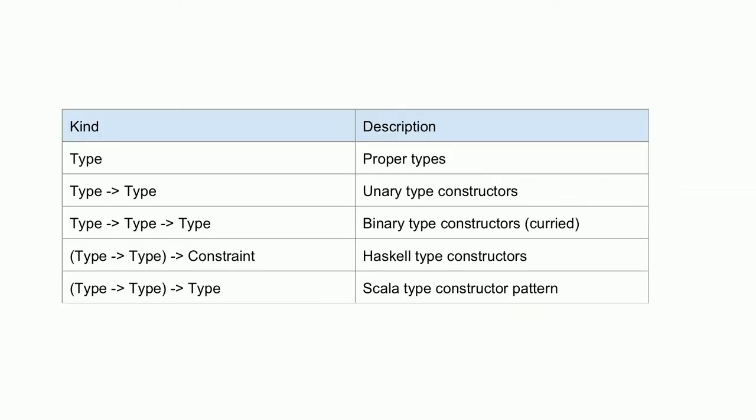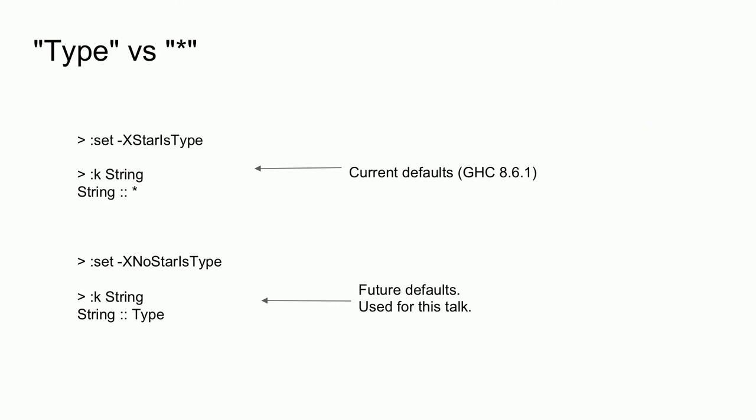So these are all the kinds that I've come across today. There are certainly a lot more exotic kinds, but these are the ones that you come across in day-to-day programming. I just want to go back on type versus star. In the current GHC, the default is to report kinds as star, and you can declare kinds as star. There are language extensions that change between the old behavior and the new behavior, and I've used the new behavior for this talk. I think maybe the rationale for it is that it's more like other languages, like Idris, and that it's kind of weird to have a star in that syntax position, where it's normally like an infix operator.